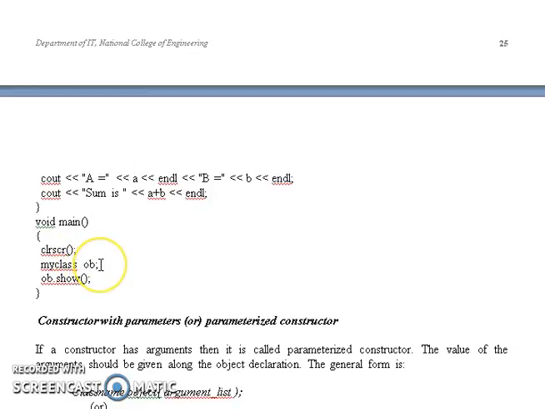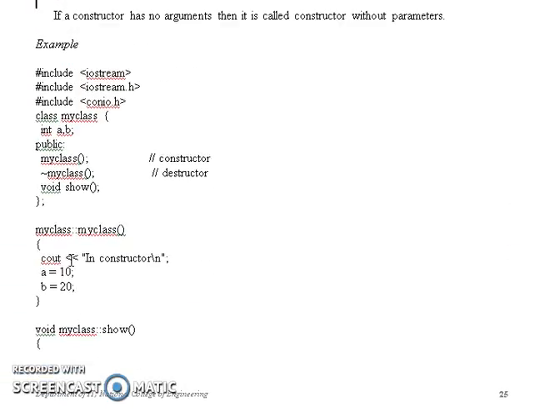So whenever this object is created, the constructor which is available inside this MyClass will be initiated, activated automatically. So when that object is created, this is where the MyClass constructor is implemented. This constructor will be called automatically, and inside the class we are printing "in constructor" and assigning the values 10 and 20 to A and B respectively. So this is how the constructor will work. Here we are discussing a constructor without arguments. So see, this is the constructor and no arguments are declared here.